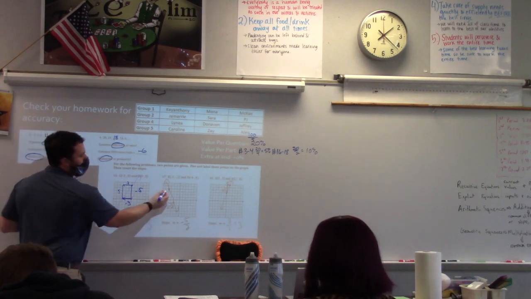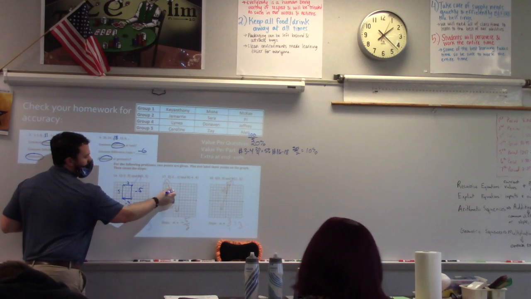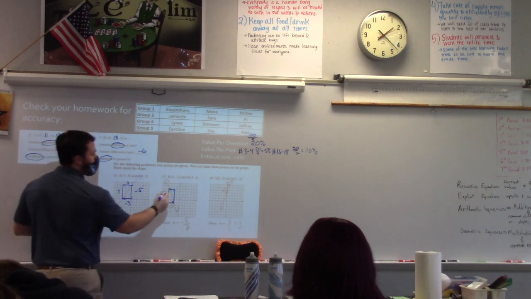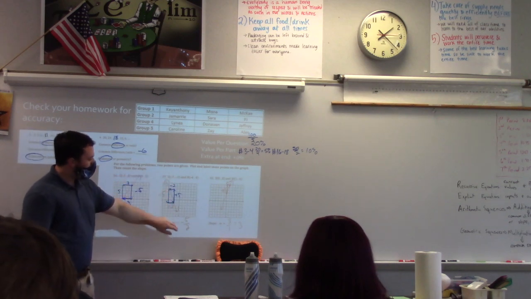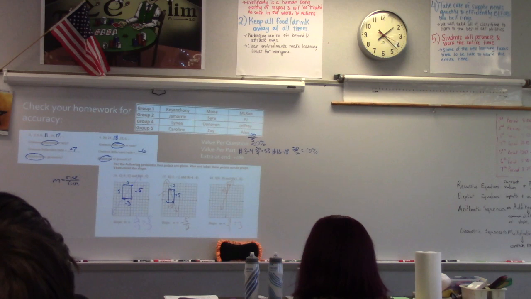Same thing here. I went down 5 to the right 2. Could you have gone up 5 and to the left 2? Notice that would be plus 5 divided by negative 2. A positive divided by a negative is still a negative, right? So there are multiple ways to approach these.